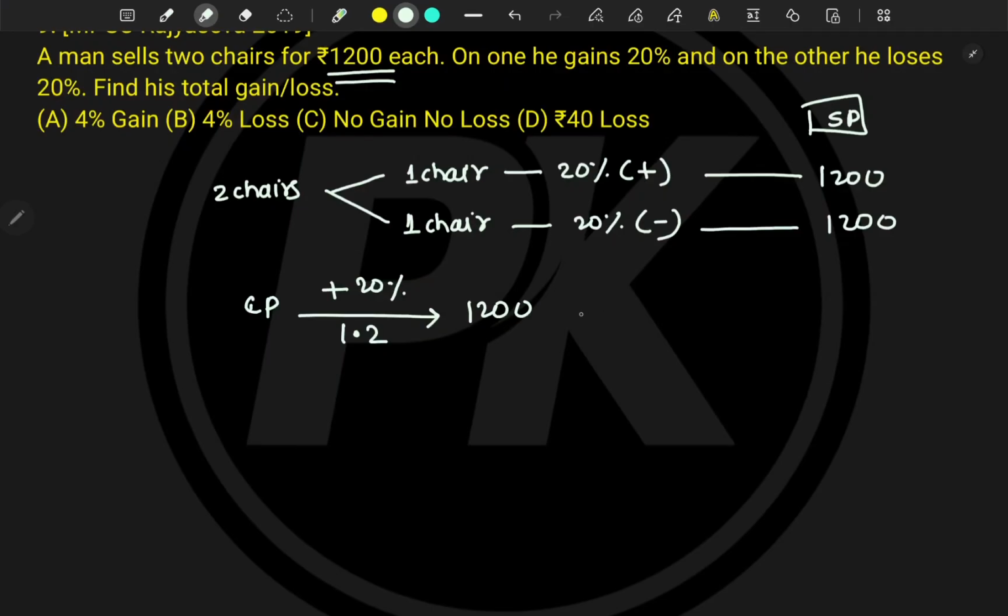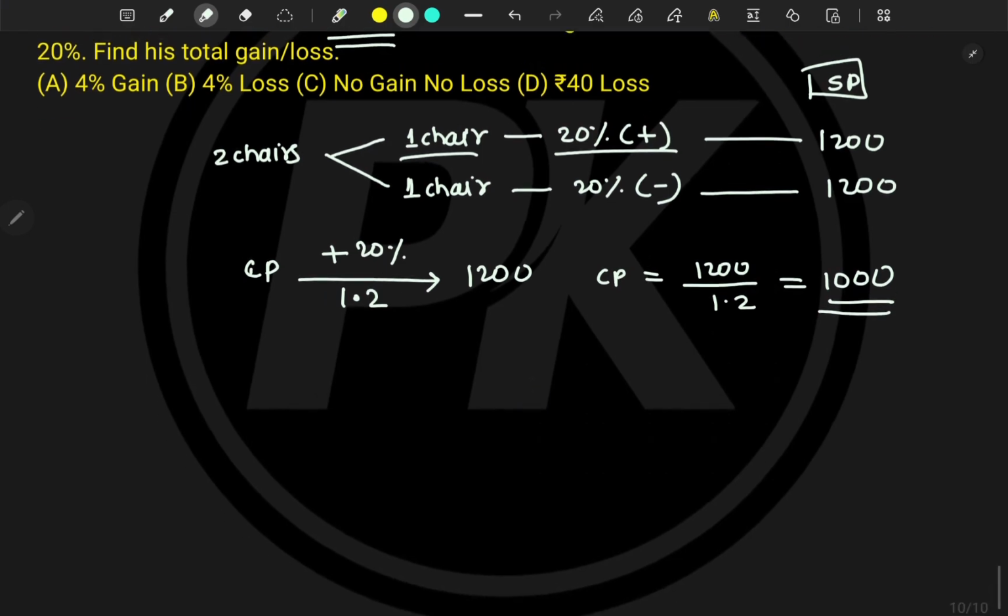Now tell me, what is the cost price? 1.2 into cost price is equal to 1200, and hence cost price is equal to 1200 divided by 1.2, which will be equal to 1000 rupees. So this calculation can be done on fingers as well. Gaining 20%, the value is 1200, that means the cost price was 1000 rupees. I'm just explaining this so that you can understand the concept. Now for the second statement, again here you have a loss of 20 percent, right?